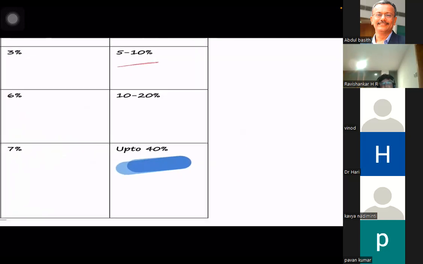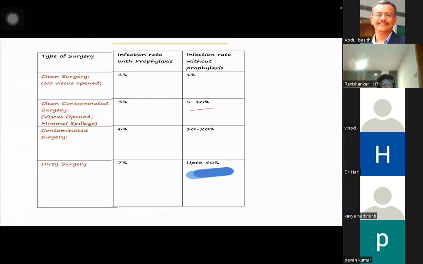No, not prophylaxis. Sir, see, these are not prophylaxis. It will be treatment. So there should be ongoing administration of antibiotics in patients who have contaminated and dirty wounds.